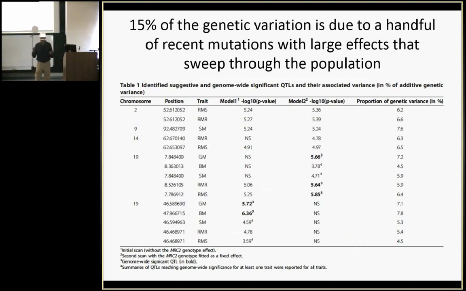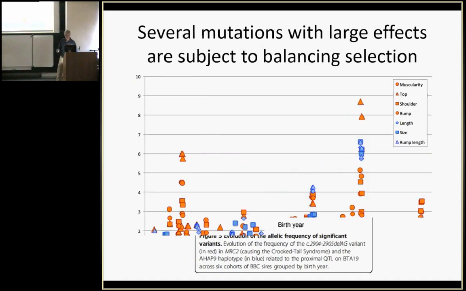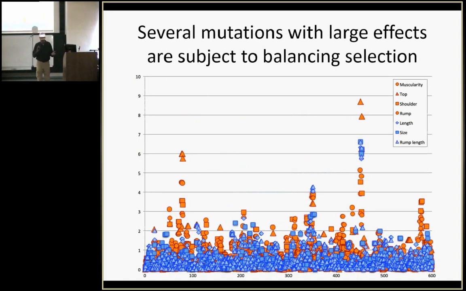So what we think is that there is extremely strong directional selection for these traits, so that any mutation that appears in the population that affects that trait is directly captured by selection and moves through the population. So the difference between human and domestic animals is that although these are typical quantitative traits, a part of the genetic variance, which is around, let's say, 10% in this case, is due to what one could call major effects.